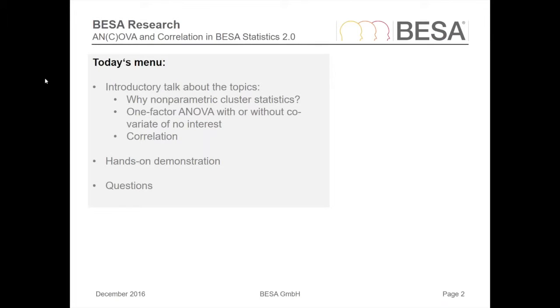So now, what's on the menu today? We have an introductory talk about the topics: why do we need non-parametric cluster statistics? Then a little talk about one-factor ANOVA with or without covariate of no interest, and some introduction to the correlation workflow in BESA Statistics. All this will be part of an introductory talk. And then in the second part of the webinar, we will see a hands-on demonstration using some real experimental data. And finally, I will be happy to answer questions.